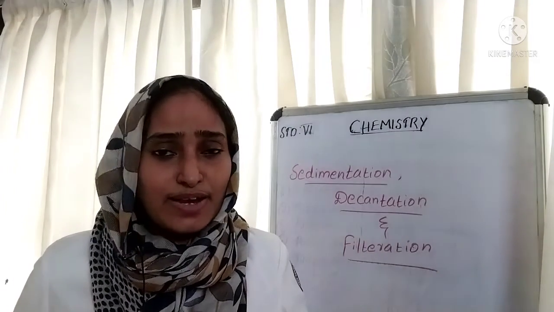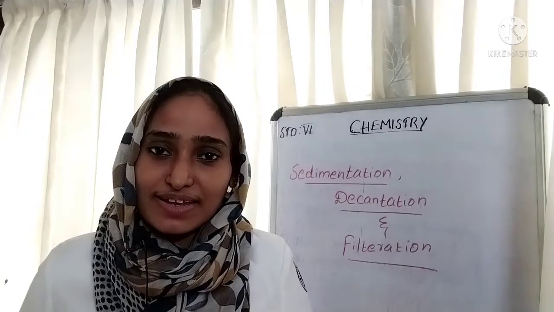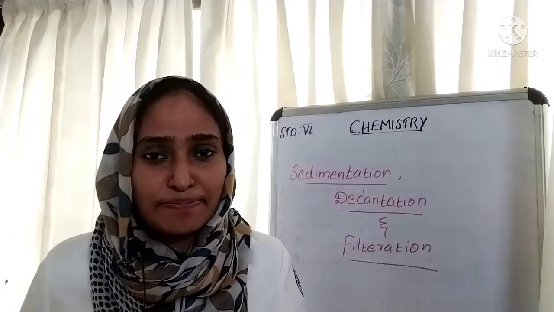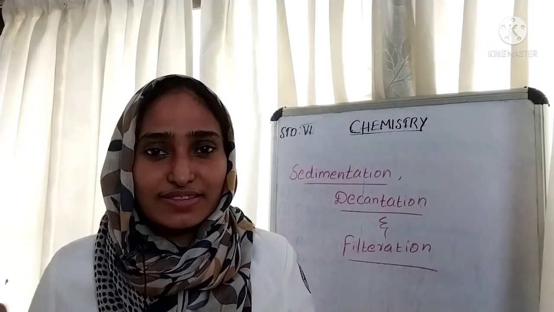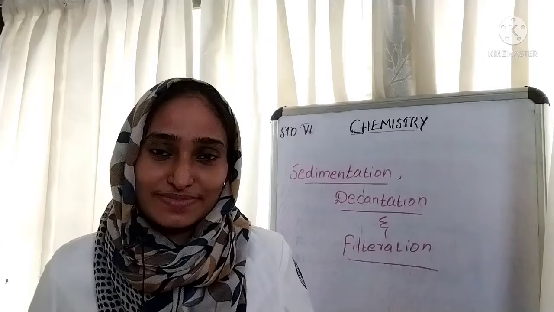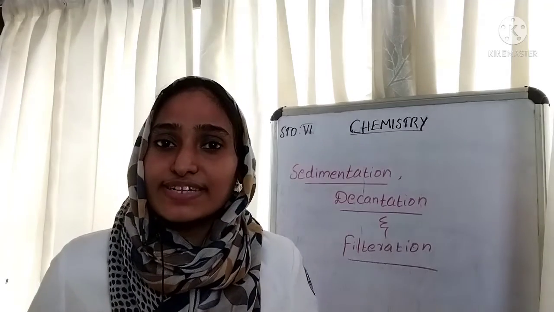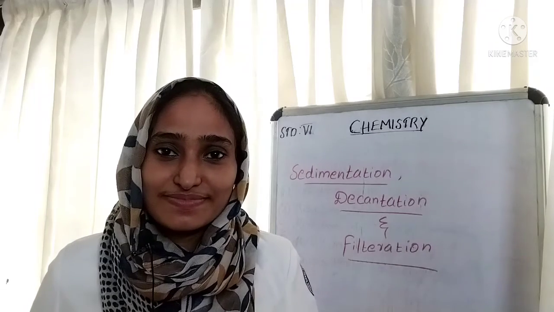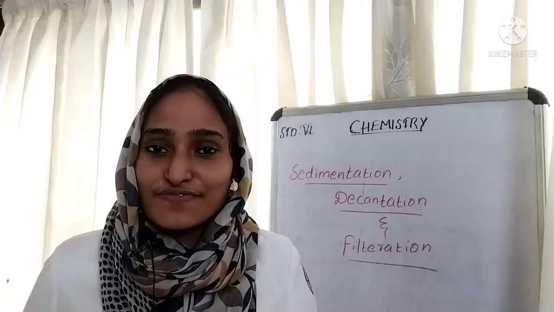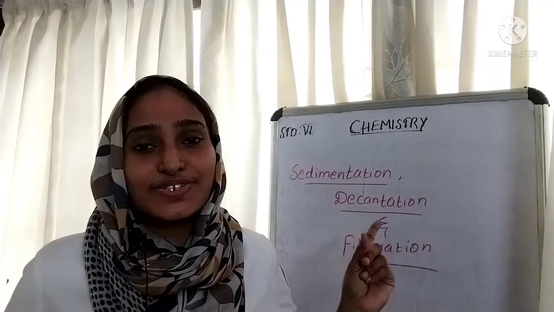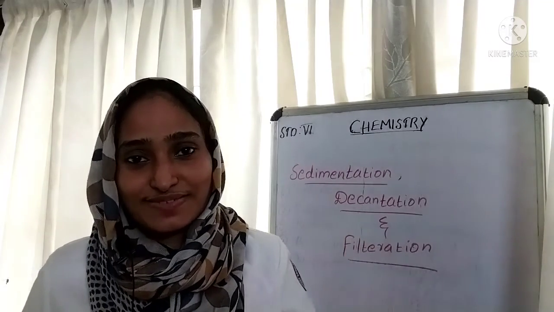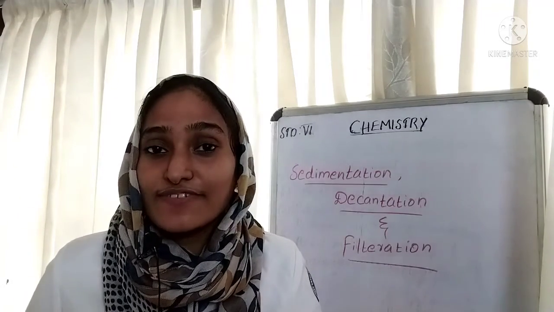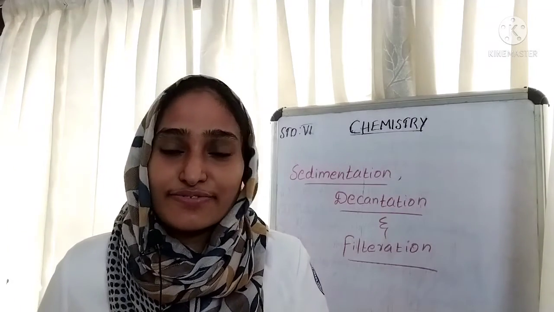Children, it may not be possible to separate the components of a mixture by using methods like hand picking, winnowing, sieving, threshing, etc. For example, how can we separate sand and water from their mixture? For this, we use the method of sedimentation, decantation and filtration. So, let us do an activity to see how we can separate sand and water from their mixture.